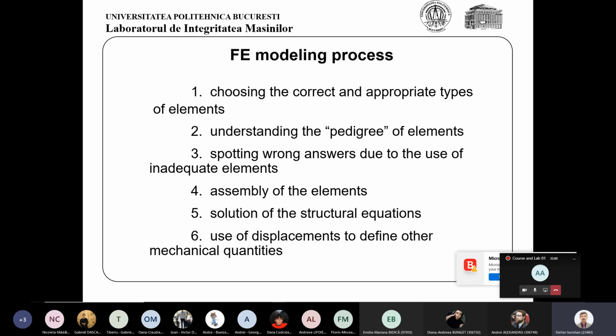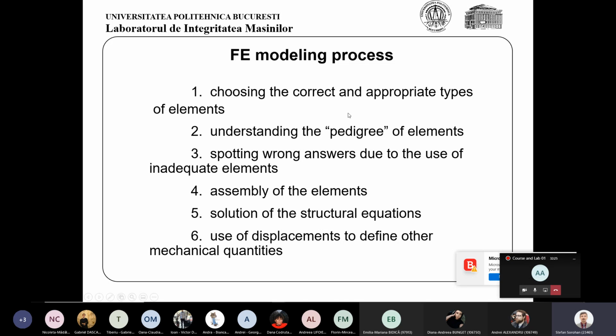The assembling of the elements will be presented in courses 3 and 4, so later. But keep in mind that the code does this without problem because it's an automatic process. Solution also is done by the computer.